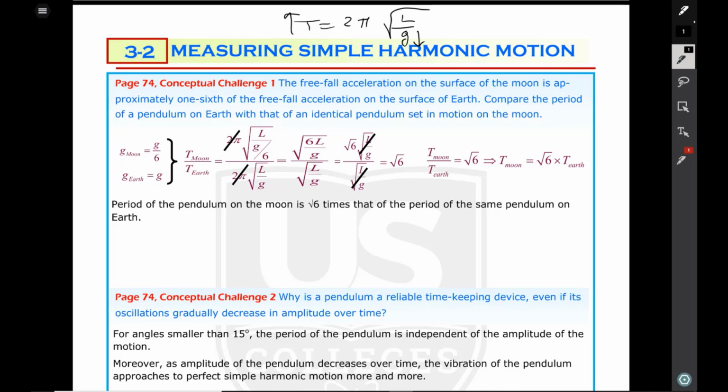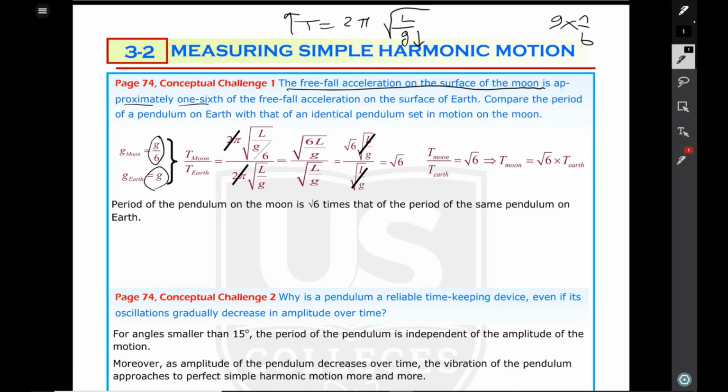So we will use a ratio. Question says that free fall acceleration on the surface of the moon is approximately 1/6. 1/6 means 1 over 6. If free fall acceleration on the Earth is g, free fall acceleration on the moon is going to be g over 6. You are going to multiply g by 1 over 6. So 1/6 means this. Then I'm going to calculate the ratio.